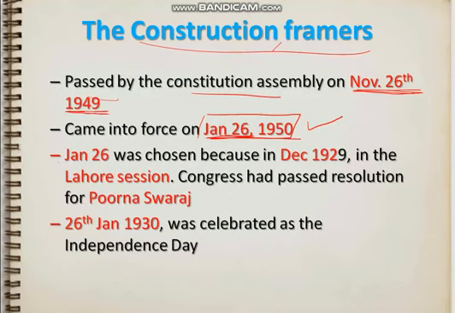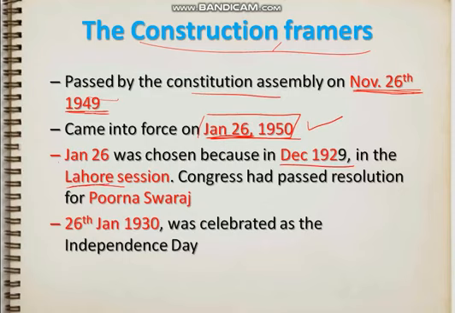Why only 26 January? Why not 1st January? It would be easier to remember if it was passed on 1st January. But 26 January was chosen. Why? See, 26 January was chosen because in December 1929, in the Lahore session, now you have already studied in your 8th standard that Congress used to meet at different places for their annual sessions. So in 1929, it had met in Lahore.